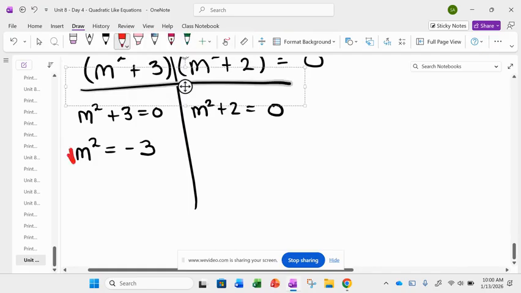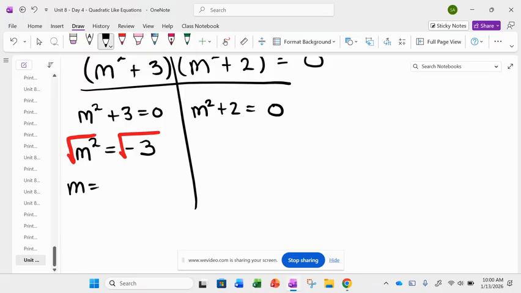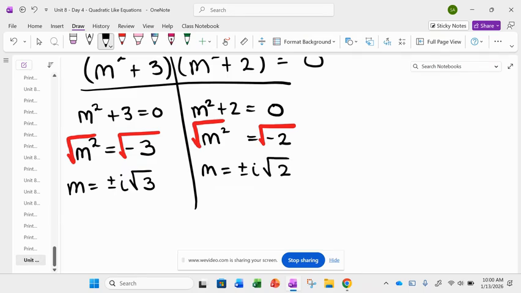Take the square root. So now I'm going to have m is equal to plus or minus i root 3. On the other side, we're going to have m squared equals negative 2. Once again, to undo a square, we're going to take the square root. So m will equal plus or minus i root 2.